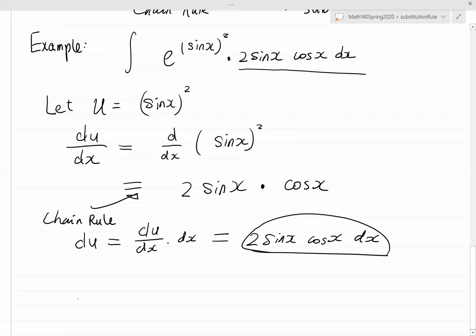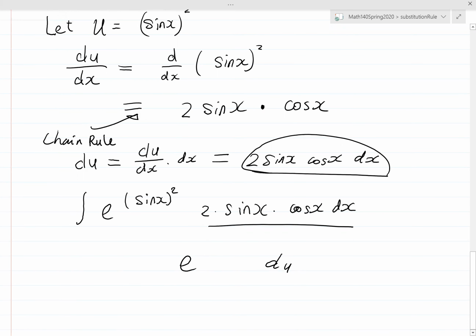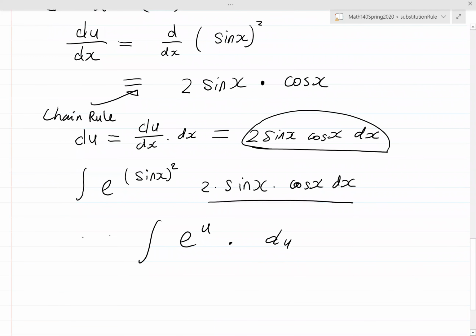So the original indefinite integral, using substitution. When we use the substitution rule, we should substitute everything, including the differential. So the differential is substituted by du. And e to the sine x squared, where sine x squared is u, becomes e to the u. So this is the integral of e to the u du.